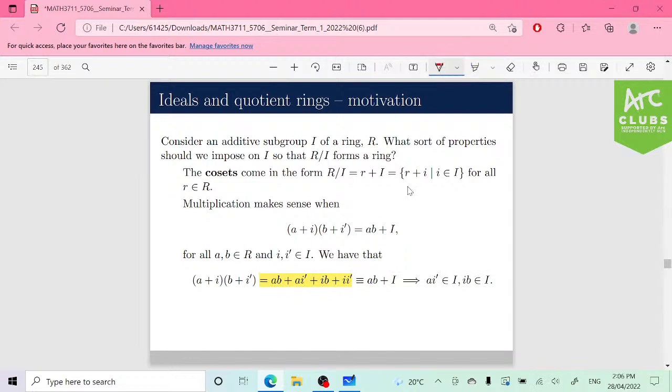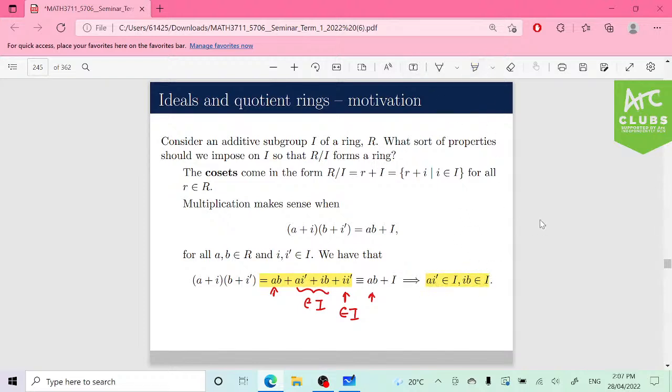And one thing you notice is that AB and AB are already here, which is good. I times I prime, remember that I and I prime are elements in I. That's already an element of I. So for this equivalence to hold, we require both of these elements to be inside I. And this is going to be the motivation that we're going to impose to define an ideal. And so for our subgroup to generate the quotient ring, we do require this condition here.